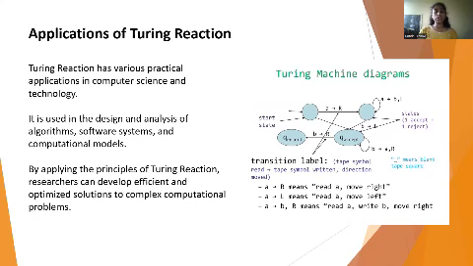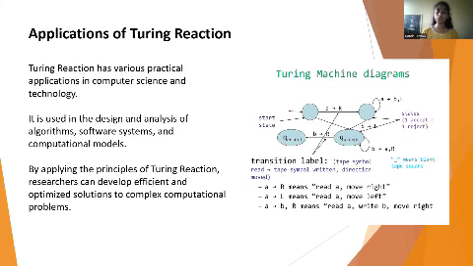The applications of Turing reaction. Turing reaction has various practical applications in computer science and technology. It is used in the design and analysis of algorithms, software systems, and computational models. By applying the principles of Turing reaction, researchers can develop efficient and optimized solutions to complex computational problems.